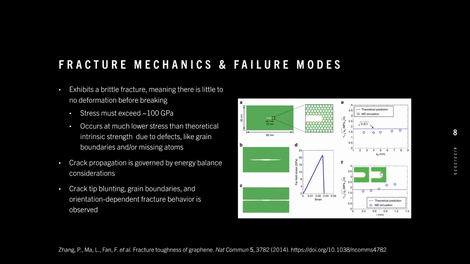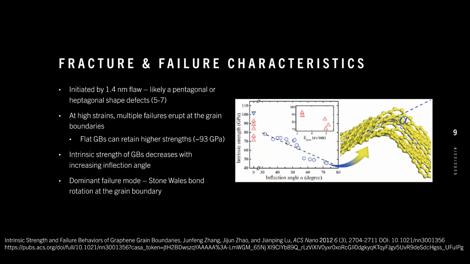Crack propagation in graphene follows energy balance principles, and it looks at how different failure behaviors are observed depending on structural details. For example, crack tip blunting and the orientation of grain boundaries can significantly influence how and where graphene fractures. Looking at the image on the right, we can see a simulated crack propagation through a graphene sheet and a stress strain curve showing brittle failure. The plots labeled E and F compare simulation data with theoretical predictions, showing that real-world graphene fractures at lower stresses than expected due to these defects.